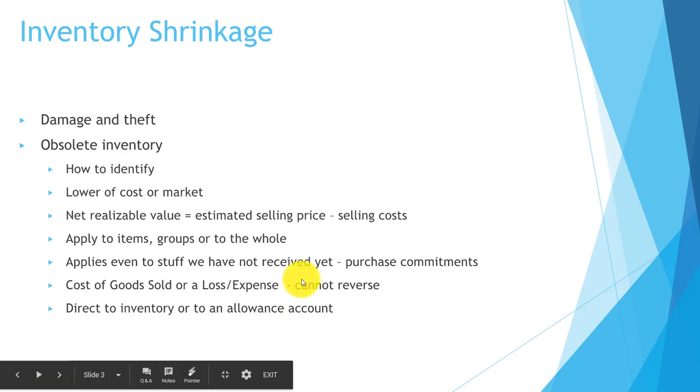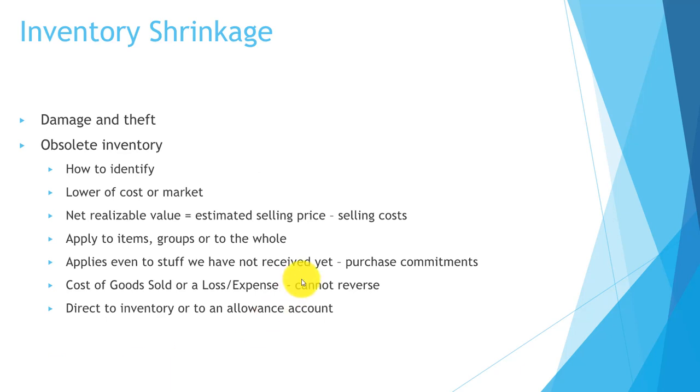So, inventory shrinkage, damage and theft is what we usually think of. Things that are stolen, things that get broken, that's easily accounted for. We reduce our inventory and debit the cost of goods sold, typically. Obsolete inventory, much more of a judgment call and needs some guidance. We have to identify it, and typically we do so by looking at reports that show us inventory that's not selling. You might call it slow-moving inventory.